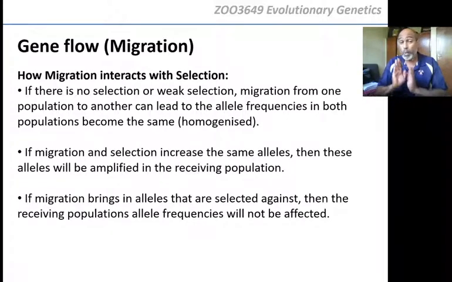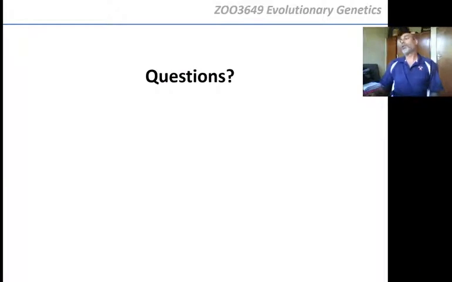So depending on what selection is doing and what alleles are coming in through migration will determine whether the population allele frequency changes or whether the population frequency is not affected at all. Okay, so we'll leave it there, and in the next lecture we'll talk more about the interesting concepts of population genetics.